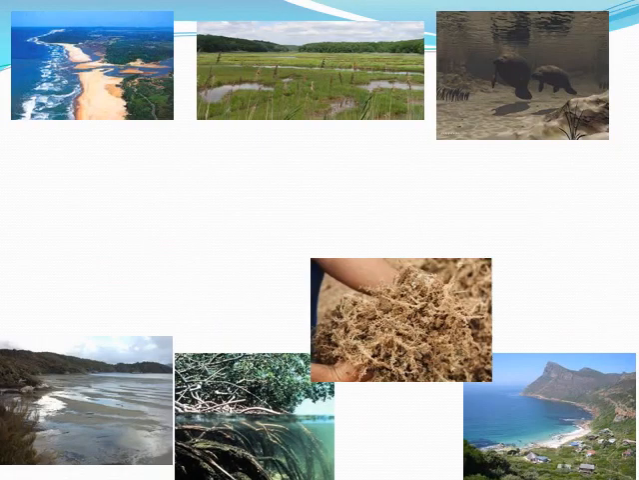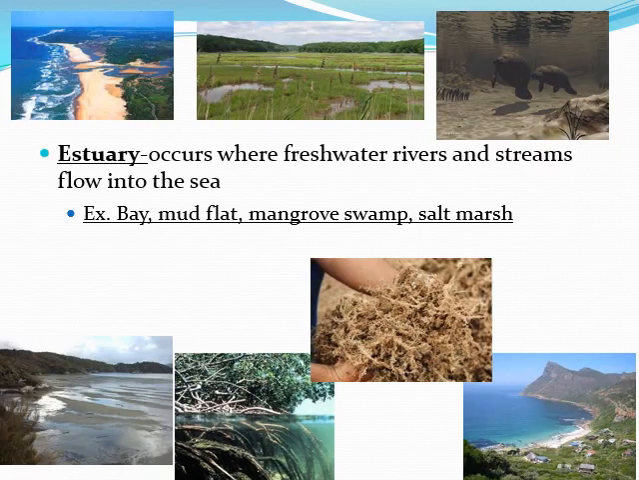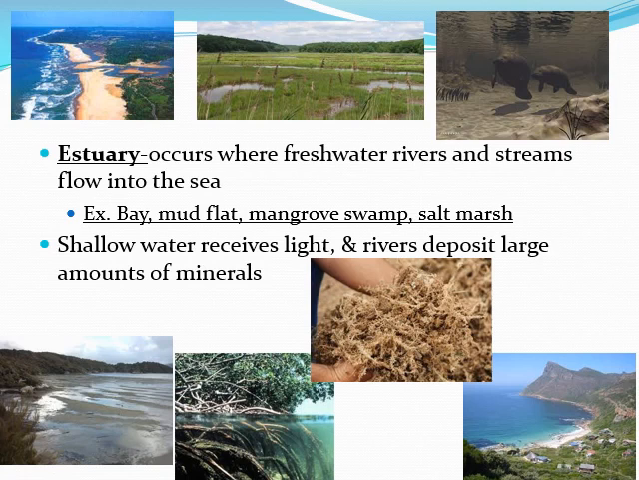Moving away from the ocean and to other water ecosystems, we have one called an estuary. And this occurs where freshwater rivers and streams flow into the sea. So we have a mixture of salt and fresh water in these areas. Some examples include bays, mudflats, mangrove swamps, and salt marshes. All of these areas are going to be types of estuaries.